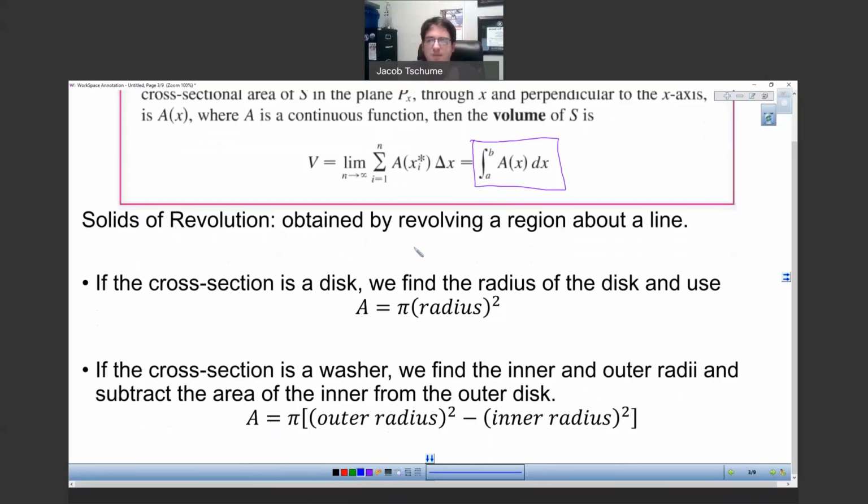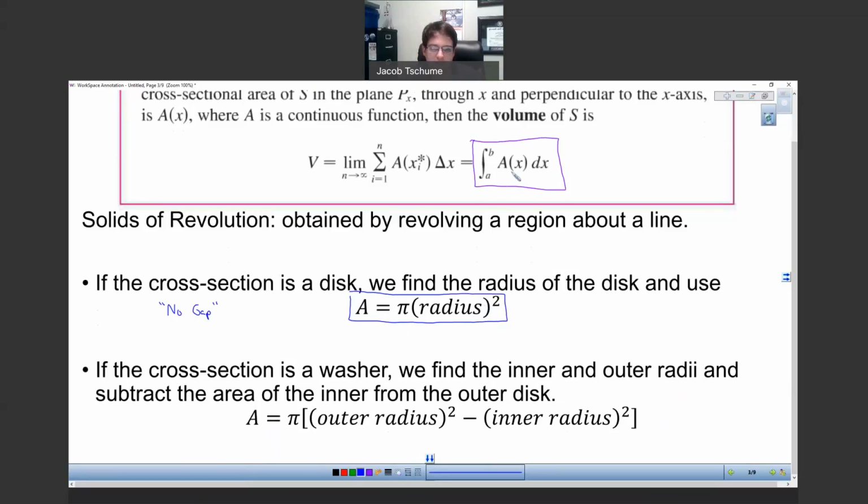So, when it comes to solids of revolution, if the cross section is a disk, then we find the radius of the disk by using the following formula. We would define A of x as being pi times the radius squared. Now, this is the formal definition of what we call the disk method. A way that I usually tell students when they're doing the disk method is that essentially there is no gap. So the axis that you're rotating around and the function that you're given do not form a gap, and we can use the disk method.